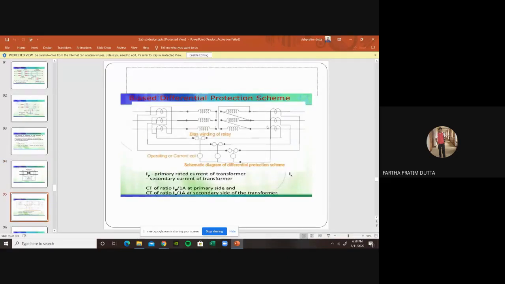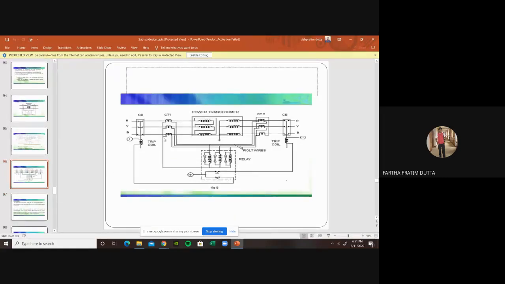This is the basic diagram of differential protection. See, this is a star side. To compensate that, the CT is connected as a delta side. Sorry, this is a star side, and this is a delta side. So the CT is connected as a star side to nullify the phase shift. Now this differential protection is activated in such a way, in actual manner.